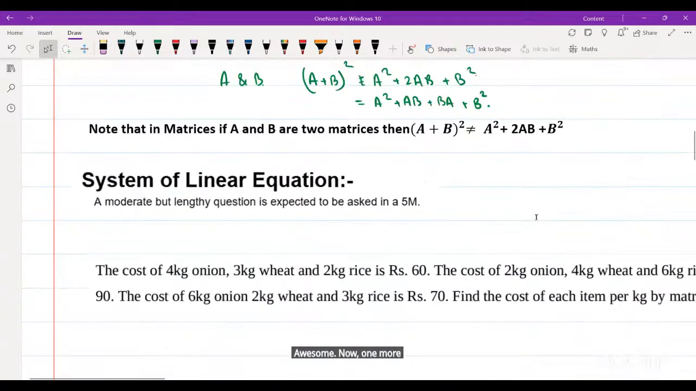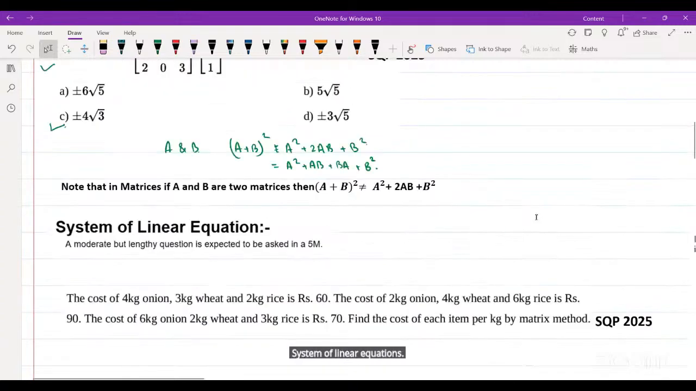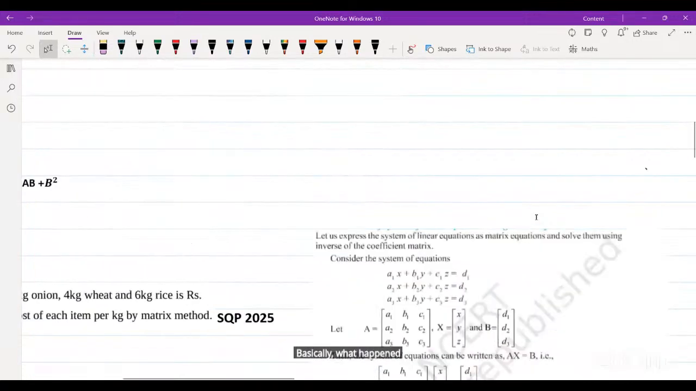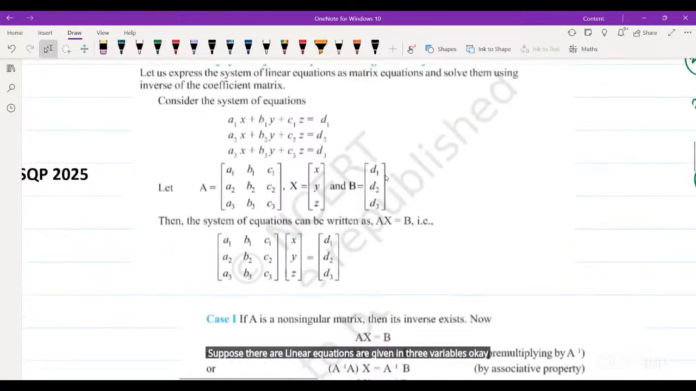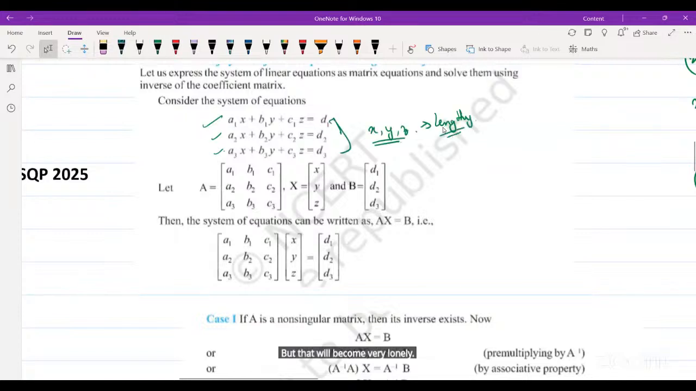Now, one more important thing. System of linear equations. Basically, what happened? Let's see. Let's suppose there are linear equations given in three variables: first, second, third. Now, but that will become very lengthy. Matrices give us an advantage to solve this type of questions in a very smooth way.